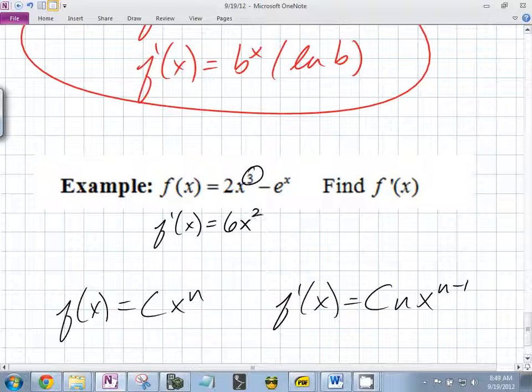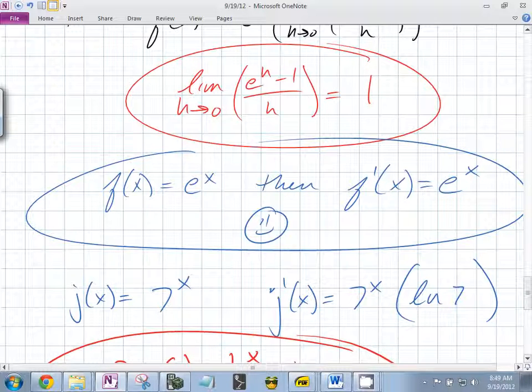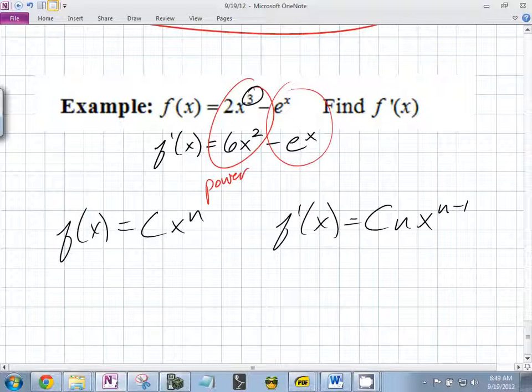Yep. And what's the derivative of e to the x? We just did it. What is the derivative of e to the x? No. We literally just did it. What is the derivative of e to the x? Yeah. So the derivative of this is 6x squared minus e to the x. Because we used, what rule did we use right here? The power rule.